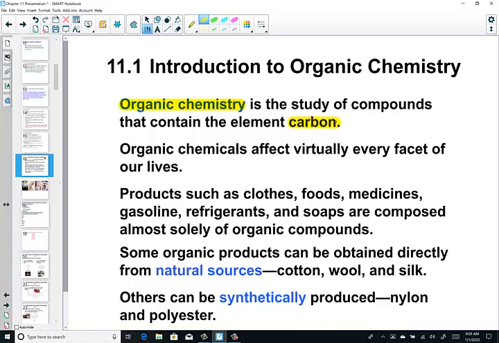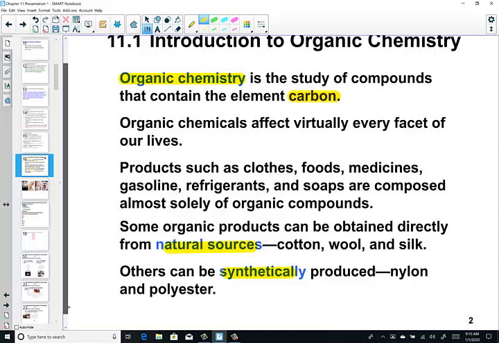Organic chemicals affect virtually every aspect of our lives together. Some organic compounds are natural sources and some are from synthetic sources. These products include clothes, foods, medicine. The entire pharmaceutical industry relies on organic chemistry. Fossil fuels such as gasoline, refrigerants, and soaps are all composed of organic molecules. We can see examples of natural sources being cotton, wool, or silk. And others that are examples of synthetic would include such materials as nylon and polyester.